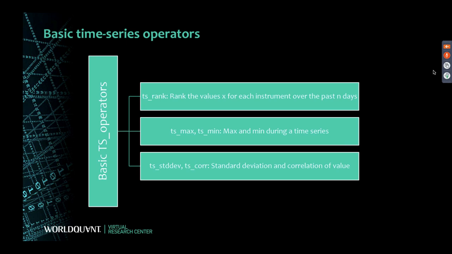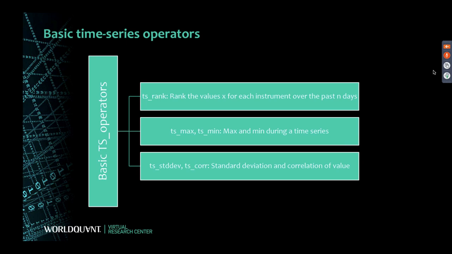So if you have the highest value of the last 5 days, the rank will be 1. If you have the lowest value, the rank will be 0. If you're somewhere in between, it will be somewhere in between, depending on the rank. So if you're right in the middle, so in the last 5 days, including today, you had 2 values that were higher and 2 that were lower, you'll get an output of 0.5 for this TS rank operator.